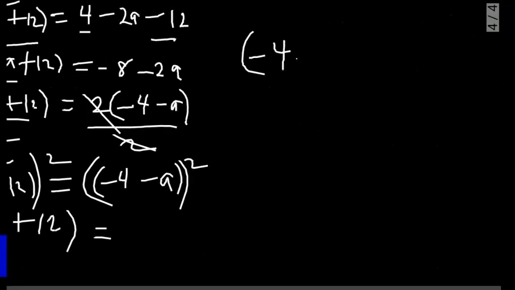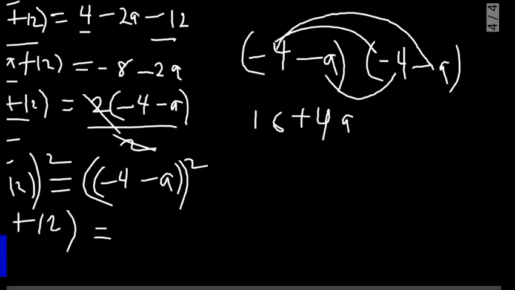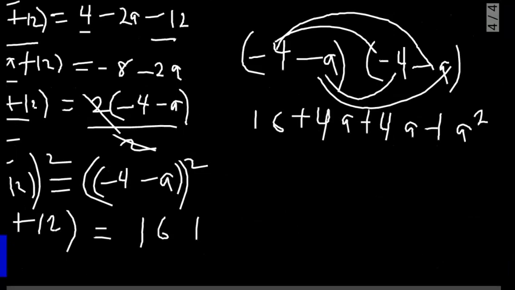Minus 4 minus a times minus 4 minus a. This multiplies this. Minus 4 multiplied by minus 4 is 16. This multiplies this. Minus 4 multiplied by minus a is plus 4a. This multiplies this. Minus a multiplied by minus 4 is plus 4a. Minus a multiplied by minus a is a squared. So we have 16 plus 8a plus a squared. So we can bring that here. We have 16 plus 8a plus a squared.